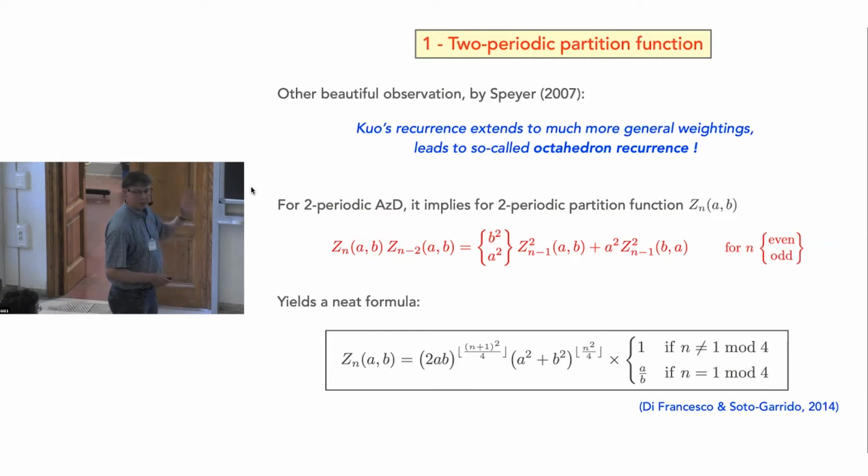And actually the proof is very simple. It's basically the one that I gave for the Kuo argument. Speyer in this paper doesn't even care to give a proof. He just refers to Kuo's article and invites the reader to adapt the proof for himself.